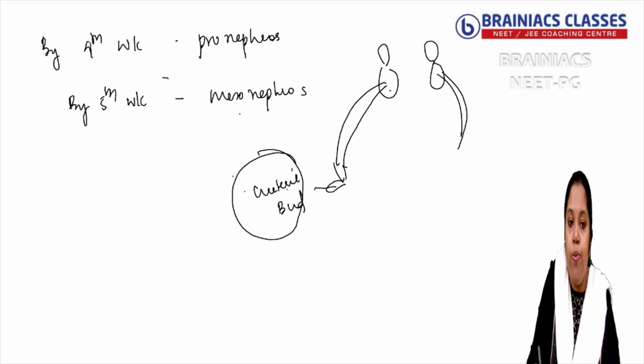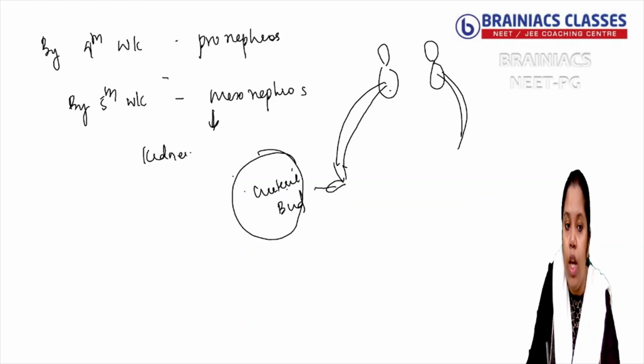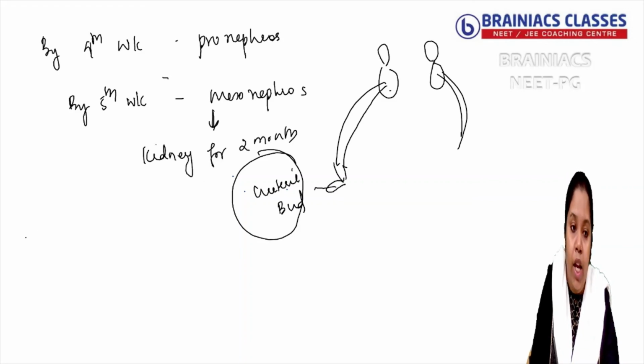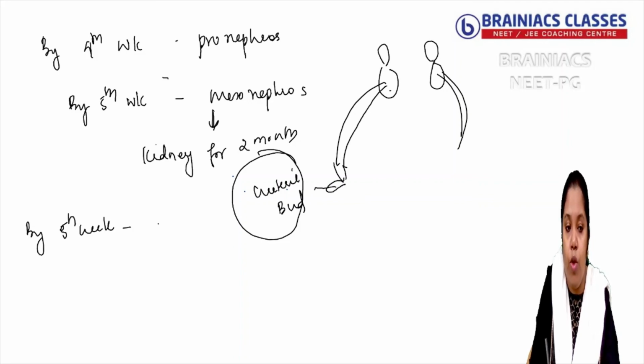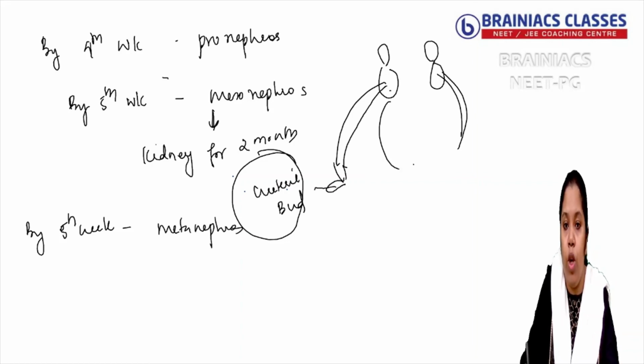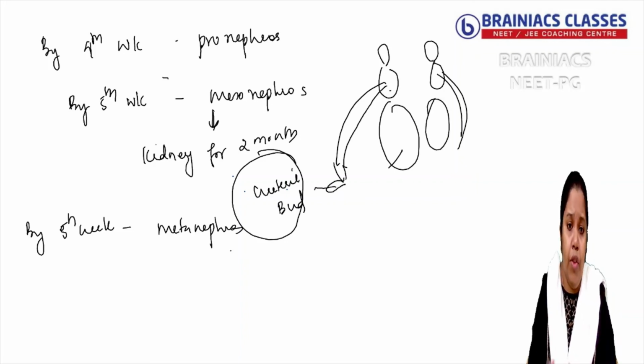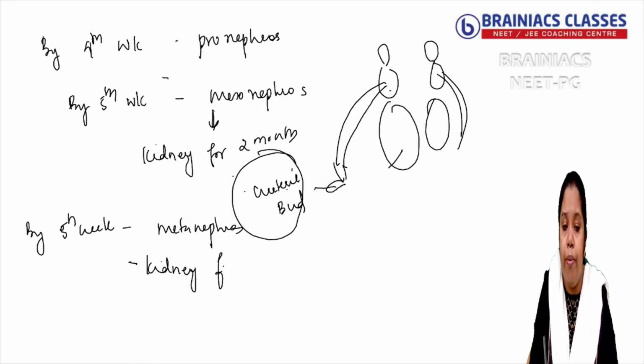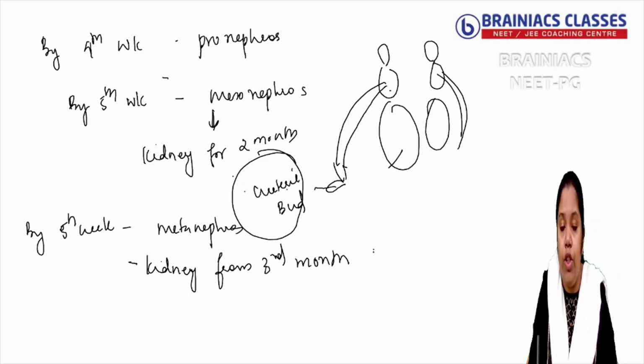And this mesonephros will function as kidney for 2 months. By the end of the 5th week, the metanephros is formed. And this metanephros will start to function as kidney from the 3rd month.